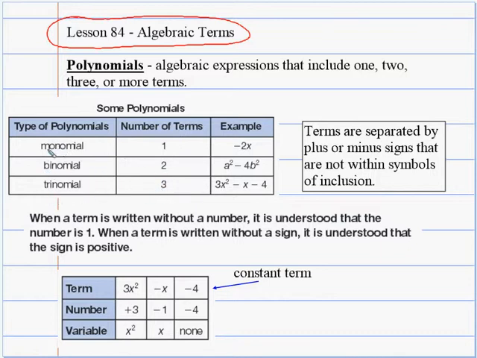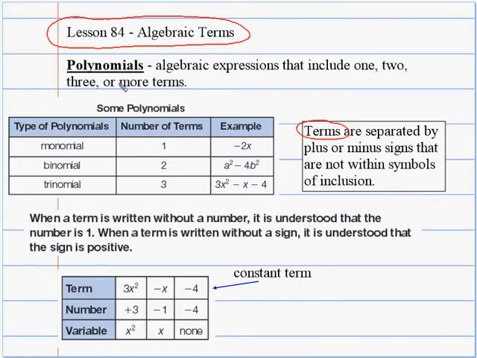And those mono, bi, tri, 1, 2, 3, like a bicycle or a tricycle. Use some of those skills that you learn in language arts to help you understand whether it's 1, 2, or 3 terms. The examples are right here. A monomial would be like negative 2x. A binomial would be a squared minus 4b squared. A trinomial, 3x squared minus x minus 4.